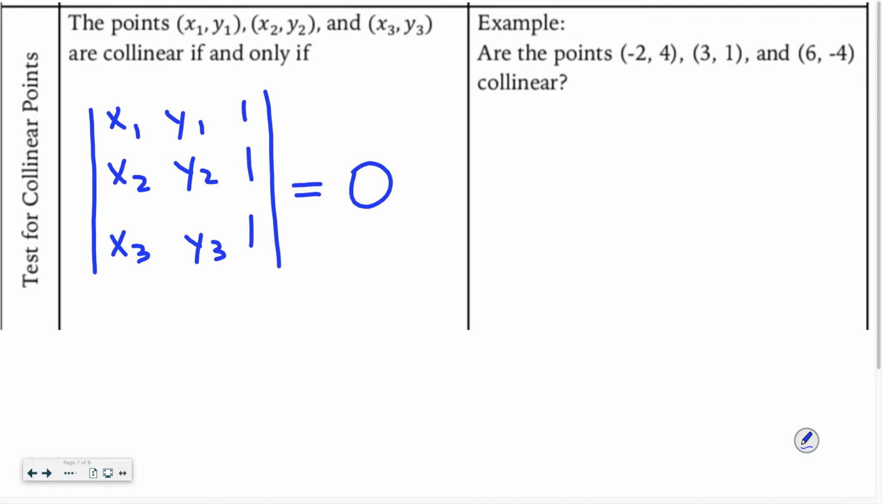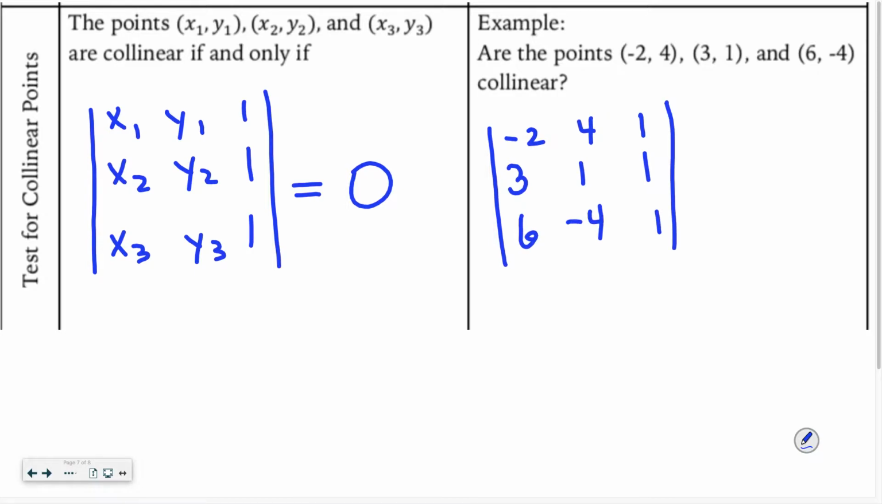Okay? So in this example right here, I'm asking you if the coordinates -2, 4, 3, 1, and 6, -4 are collinear. So we can put these into our matrix: x y 1, x y 1, x y 1. And remember, it doesn't matter which order the coordinates are in as long as they're x y 1, x y 1, x y 1 for your rows. Okay? So go ahead and take about 30 to 60 seconds and calculate this determinant for me.